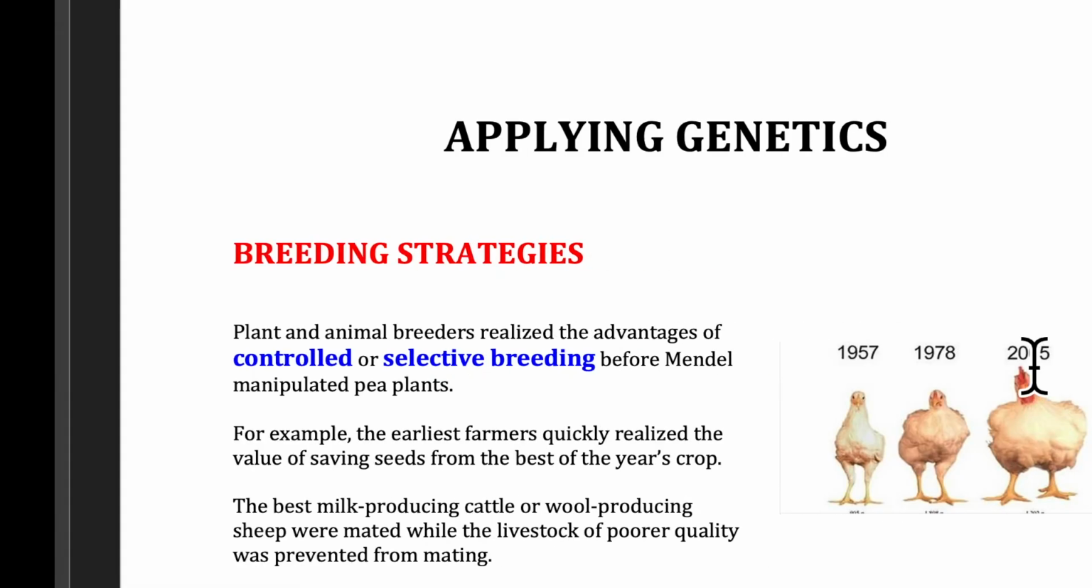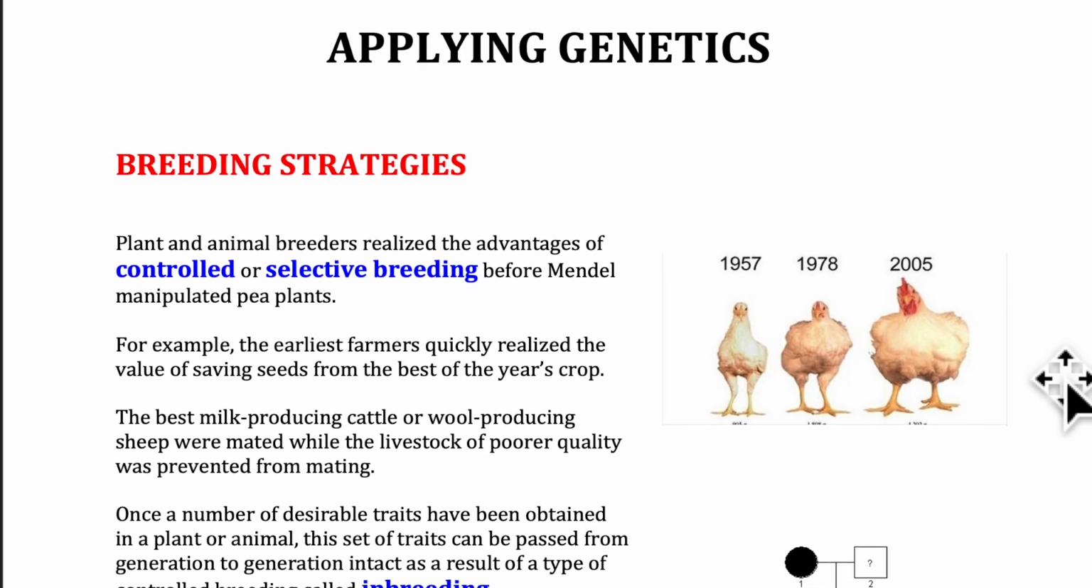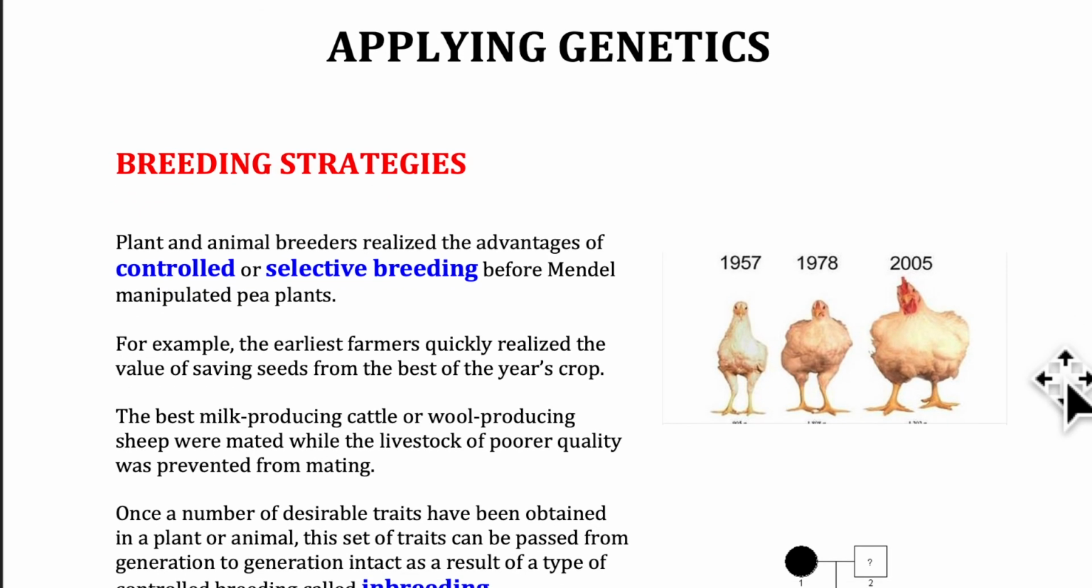So the next, and I believe, no, not the final thing, but the next thing we're going to talk about is applying genetics. So first is breeding strategies. So plant and animal breeders realize the advantage of controlled or selective breeding. These are highlighted words, controlled breeding and selective breeding, before Mendel manipulated pea plants and figured out all the science behind it.